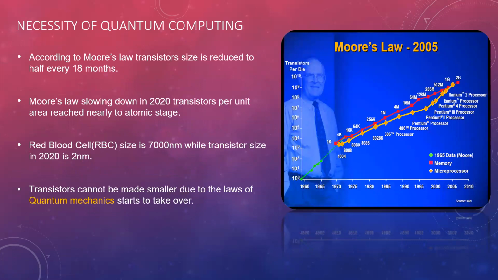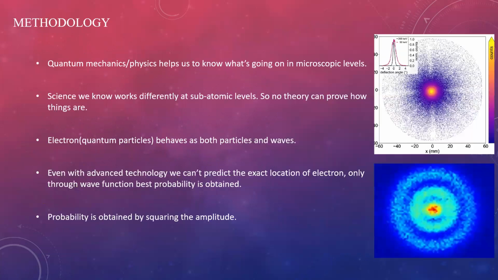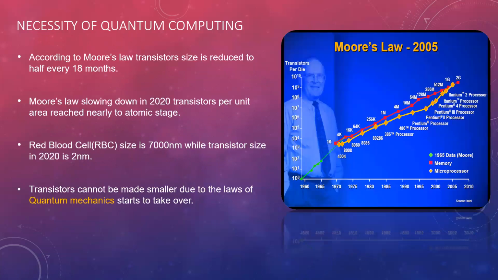Coming to the necessity of quantum computers: why do we need them if we already have supercomputers and classical computers? The main reason is Moore's law. The transistor is used in processors in supercomputers, classical computers, and quantum computers. Within every 18 months, its size shrinks to half. In 1970, when computers were invented, the transistor and computer were as big as a room. But now in 2020, the size has decreased to 2 nanometers. A single transistor is 2 nanometers, whereas a red blood cell is 7,000 nanometers. We can imagine how small this is.